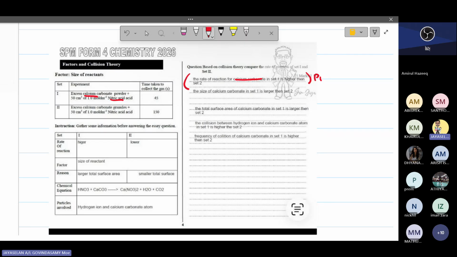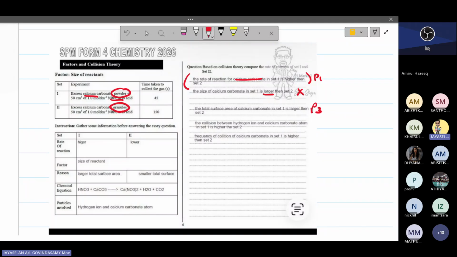The size of calcium carbonate in set 1 larger, Nikhil? Powder and granule, which one is larger? Granule, sir. Which one is smaller? Powder, sir. Okay, so your answer here is wrong already. One mark gone. The size of calcium carbonate in set 1 is smaller than set 2. Never mind, it's okay. The total surface of calcium carbonate in set 1 is larger, you get 0.3.